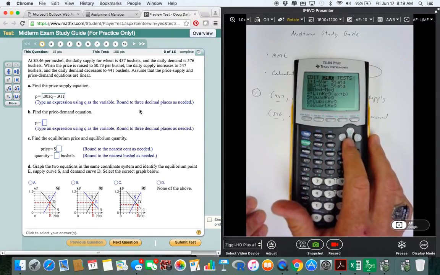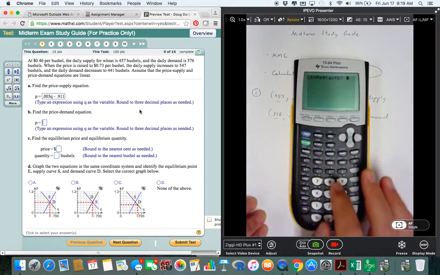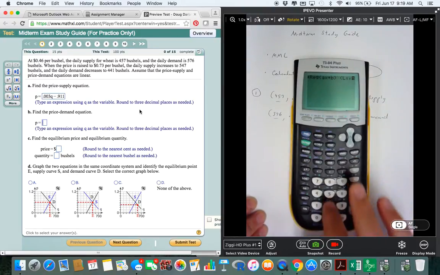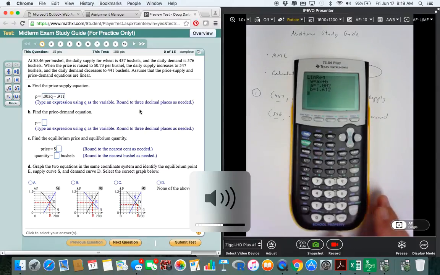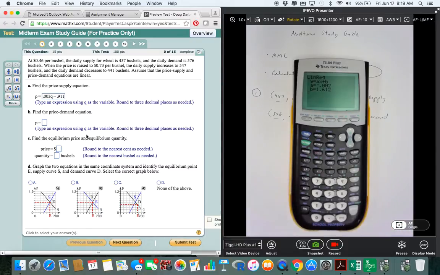So calc, linear regression, L1 comma L2, and okay, so I have the values there. So guys, I'm going to come in and type that in. So negative 0.002Q. And guys, if you make a mistake on the exam and use an X, I'm going to go through and manually grade all these, so you'll be okay. All right.